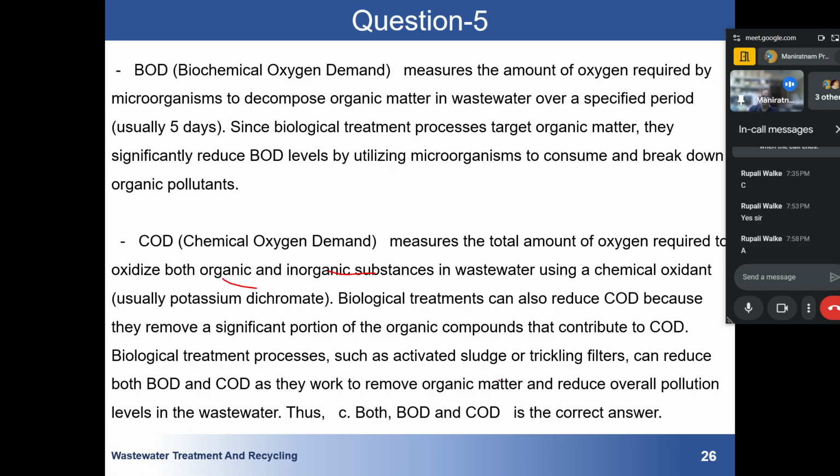Biological treatment processes such as activated sludge and trickling filters can reduce both COD and BOD as they work to remove organic matter and reduce overall pollution level in the wastewater. So the correct answer will be C, both BOD and COD.